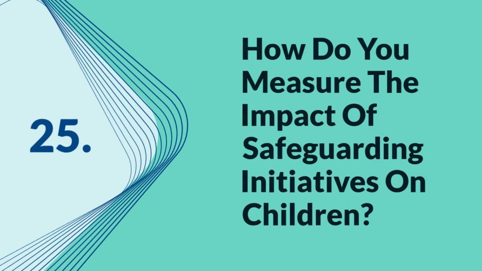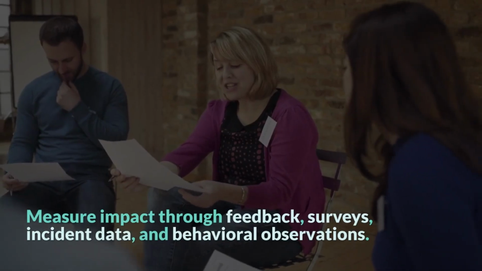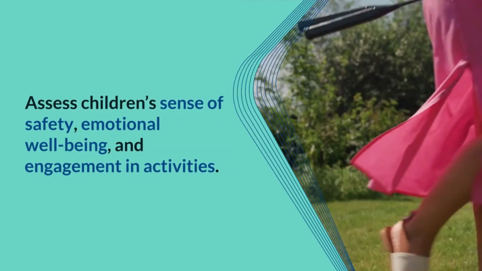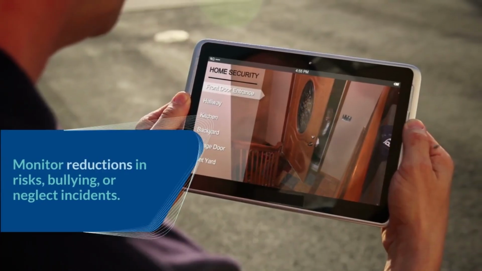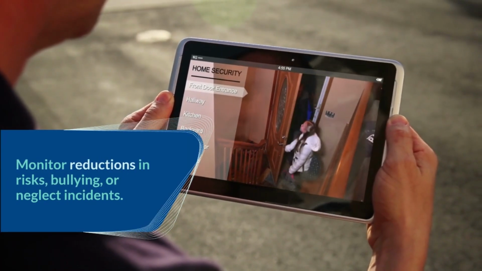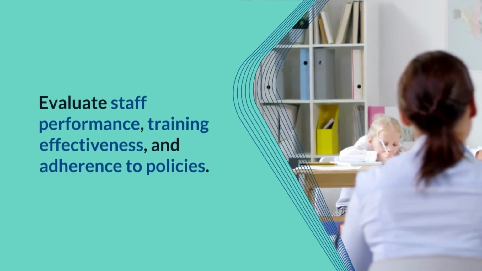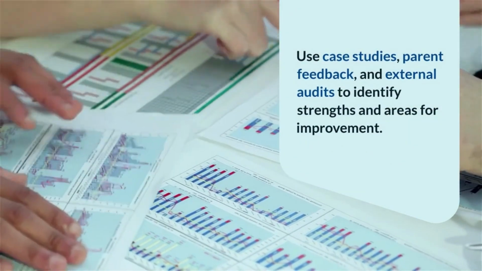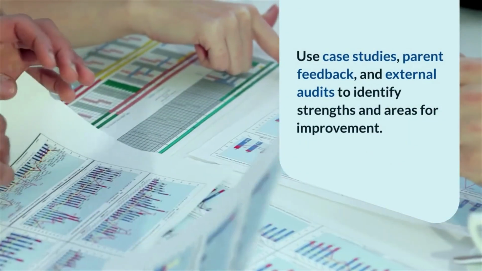25. How do you measure the impact of safeguarding initiatives on children? Measure impact through feedback, surveys, incident data, and behavioral observations. Assess children's sense of safety, emotional well-being, and engagement in activities. Monitor reductions in risks, bullying, or neglect incidents. Evaluate staff performance, training effectiveness, and adherence to policies. Use case studies, parent feedback, and external audits to identify strengths and areas for improvement.